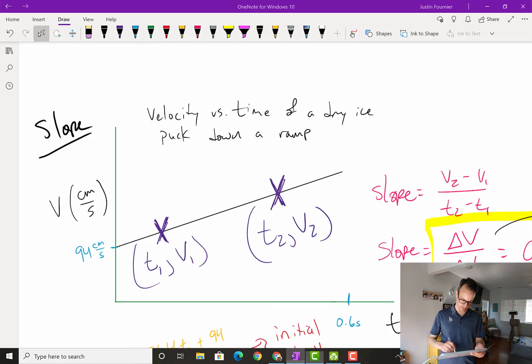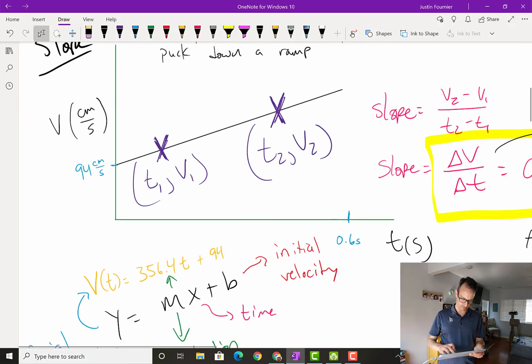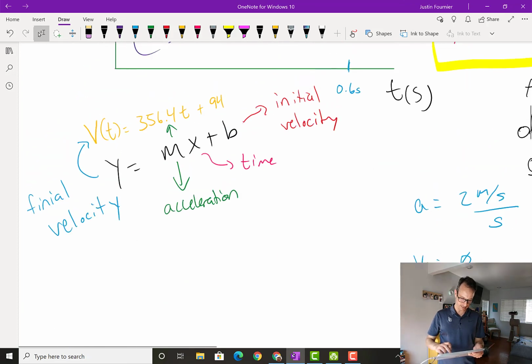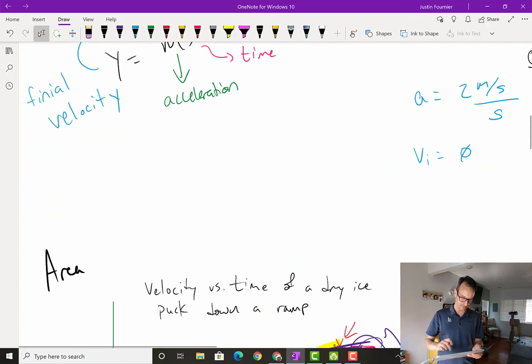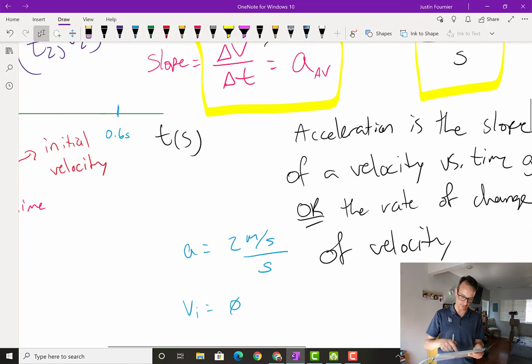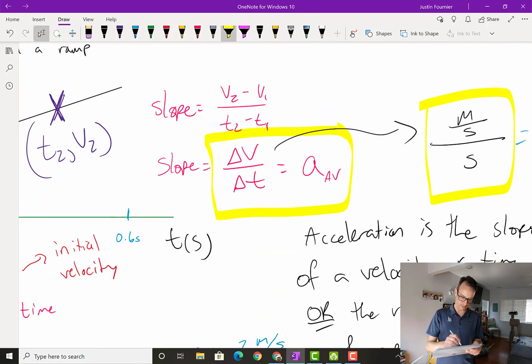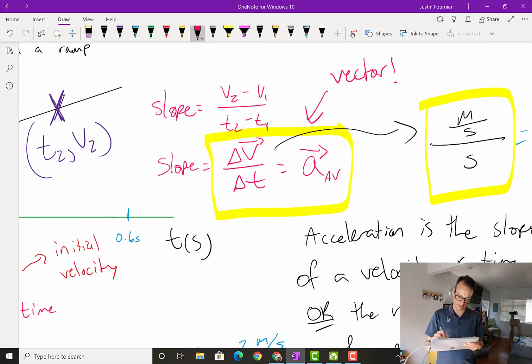Let's see. There was one more thing I wanted to say. I forgot. Oh yeah. Acceleration is a vector. I didn't mention that. Acceleration is a vector quantity. Very much so. So yeah, it's got direction. It can be pointing to the right, or it could be pointing to the left.